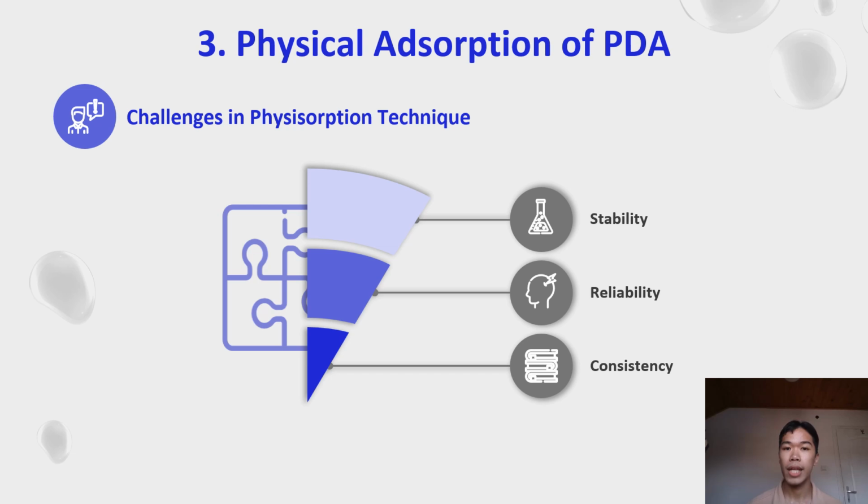Of course, there are still challenges that need to be curbed. PDA coatings, especially those applied through physisorption, may be less stable than chemisorbed ones. Physicochemical factors such as pH, temperature, and ionic strength can affect the reliability of PDA coatings over time.